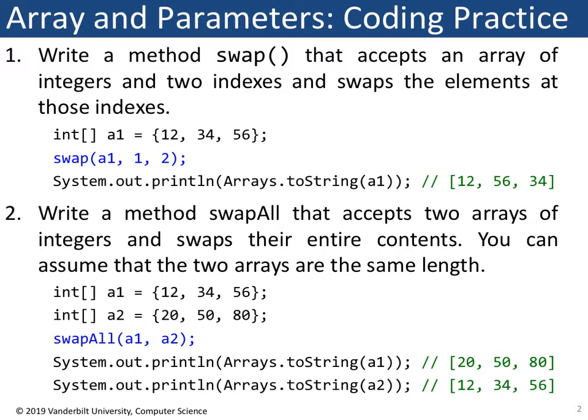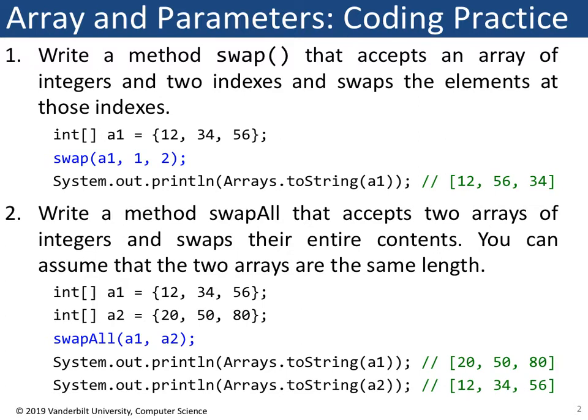So given the array A1, which has elements 12, 34, and 56, when we pass the method swap A1 as the array and 1 followed by 2 as the integer parameters, and we print that array out after swapping, we see that element 1 and element 2 have been swapped. So where it was 12, 34, 56, it is now 12, 56, 34. So we have swapped element 1 and element 2 in A1.